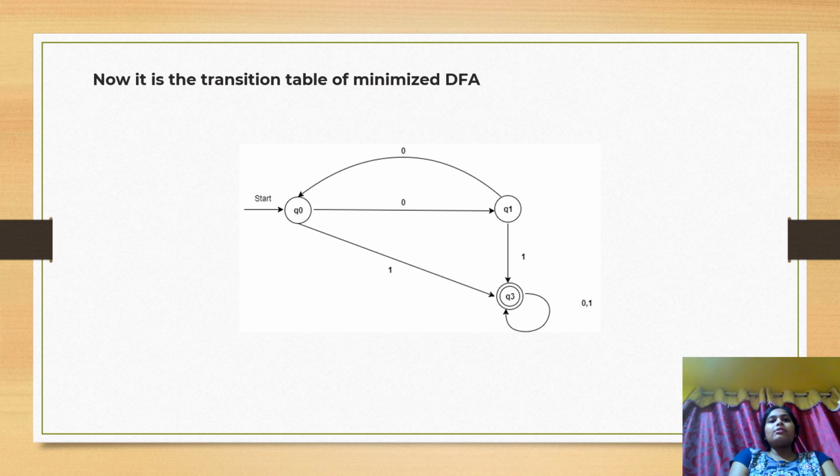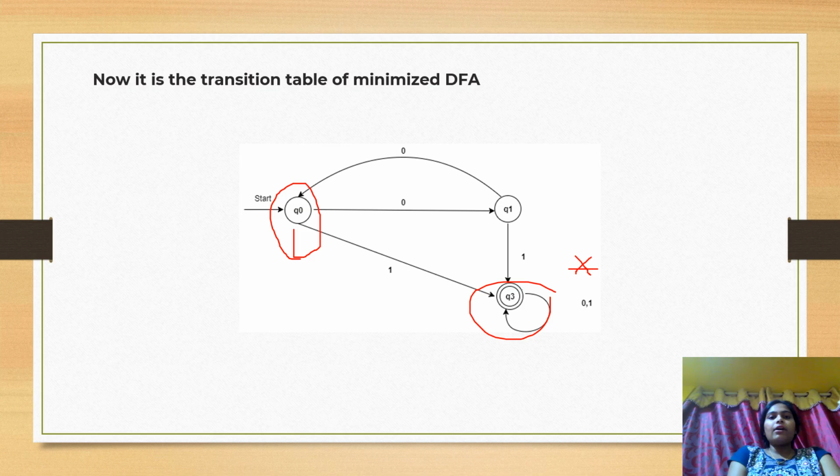Now it is the transition diagram. From the earlier DFA we need to construct the diagram for the minimized DFA. As we have discussed, this is the initial state, and this is the final state, which is marked with the star symbol. From the table we have just done the marking. From Q0, the start state, to Q1 it is 0. From Q1 to Q0 it is 0. From Q0 to Q3 it is 1. From Q1 to Q3 it is 1.